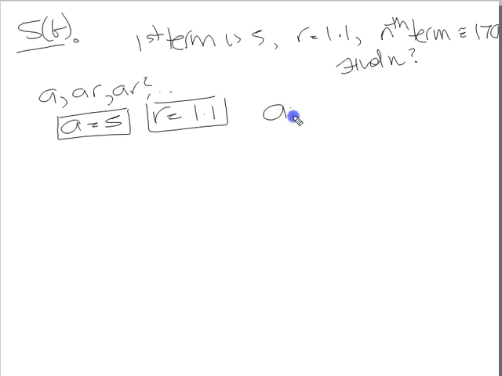Now the nth term is AR to the n minus 1, isn't it? That's the nth term. Because this is the third term, which is 1 power less. This is the second term. It's always 1 power less, so the nth term is 1 power less. AR to the n minus 1 is 170. So put the values in there. 5 times 1.1 to the n minus 1 is roughly equal to 170.